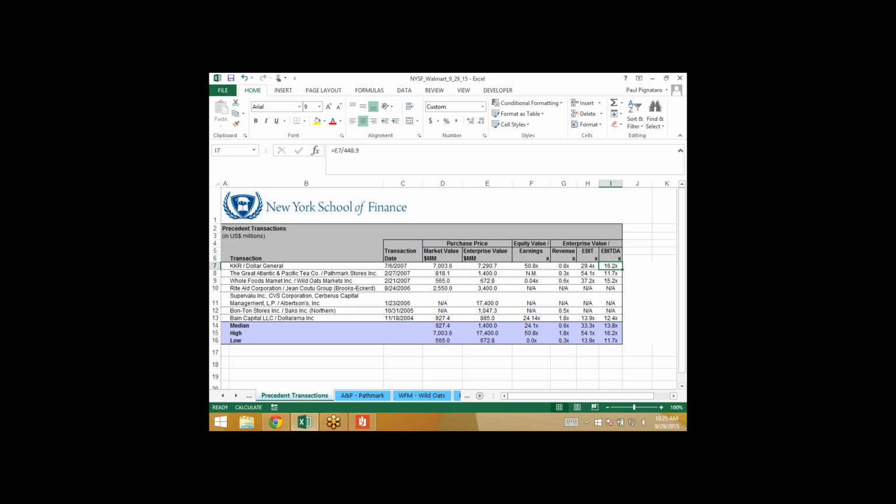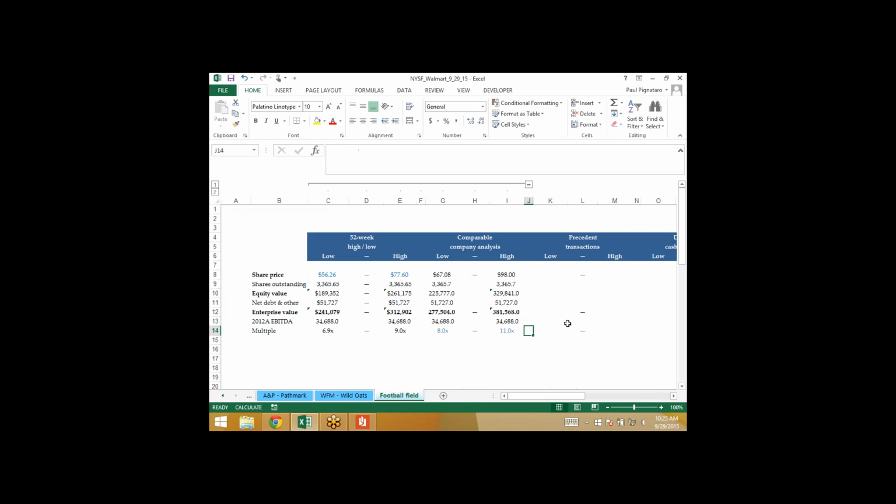So that implied range will go into our football field analysis, where we have precedent transactions, low of 12, high of 16. This can be tweaked. And we want to back into an implied share price based on that low and high. We have to assume the same EBITDA across the board. If Walmart were to be acquired for 12 times, what would be that acquisition enterprise value? $400 billion.